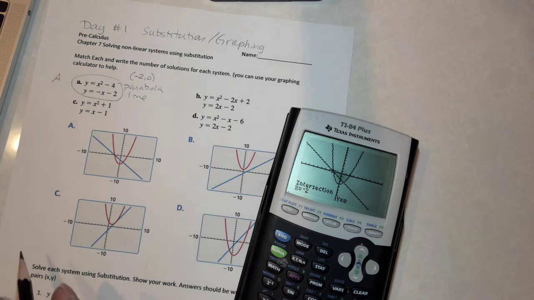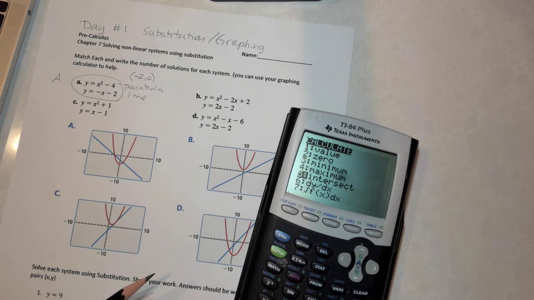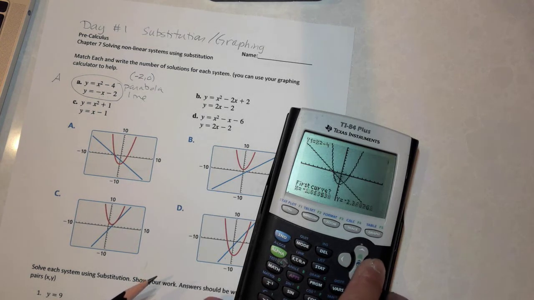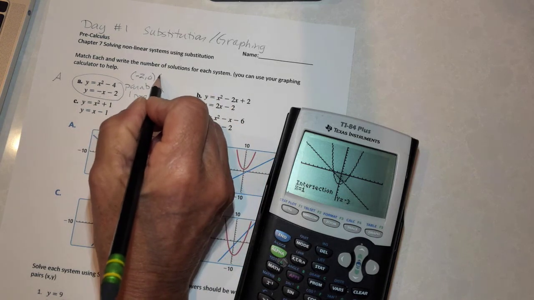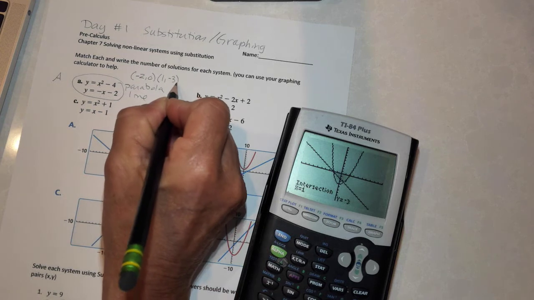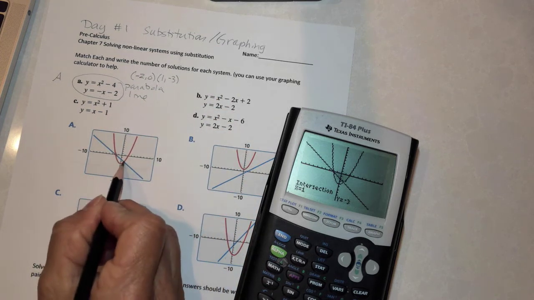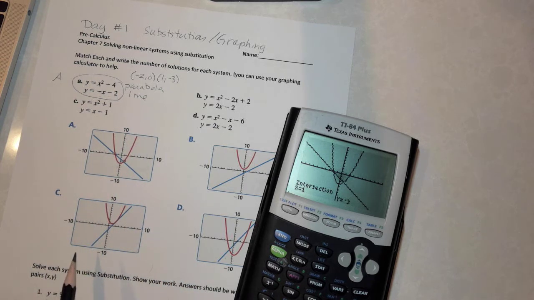But you also can see that this has 2 solutions, which is something that hasn't happened with the line. So I repeat my process. Second trace, intersect, but now I'm going to scoot myself over so I'm closer to the other one because it will find the closest one. Enter, enter, enter, and it tells me that the other place that they intersect is at 1, -3. So I know that these 2 points of intersection or solutions are at -2, 0 and 1, -3.